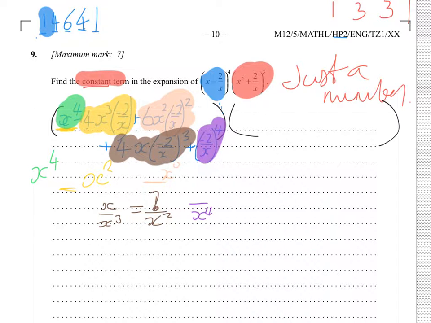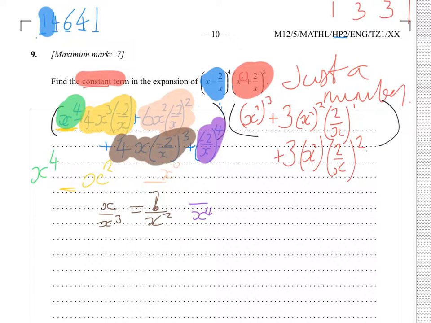Watch out, we've got the x squared here, so the first term's not going to be x cubed, but it's going to be x squared cubed. Next one is going to be 3 lots, because that's our binomial coefficient, of x squared squared times 2 over x to the 1. Our next one is going to be 3 lots of x squared to the 1 times 2 over x squared, and the last one is just 1 lot of 2 over x cubed.